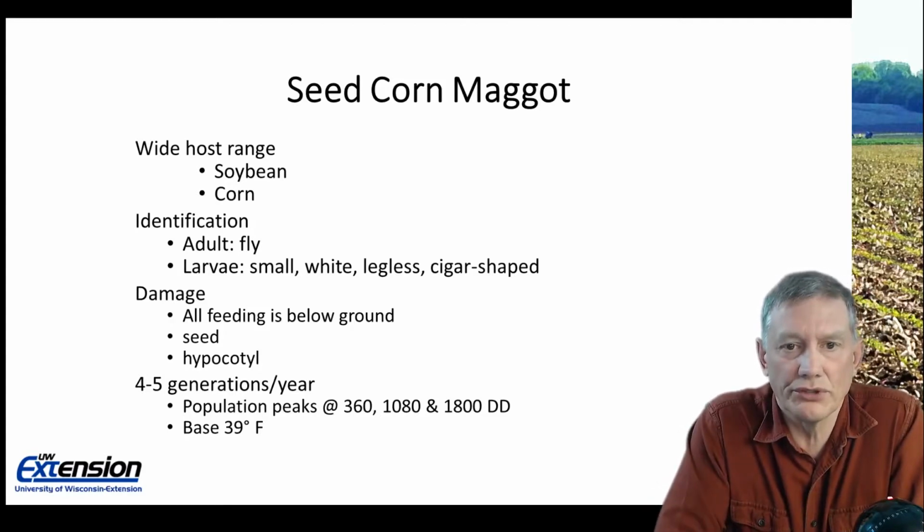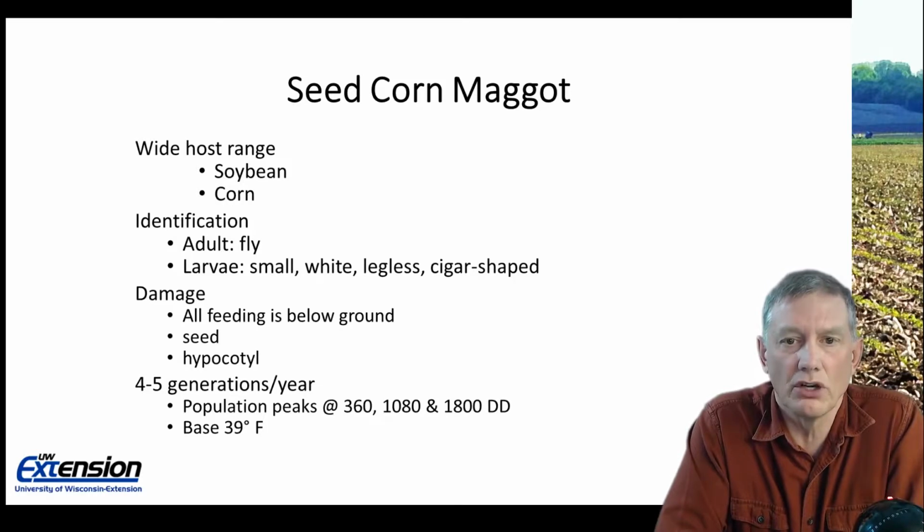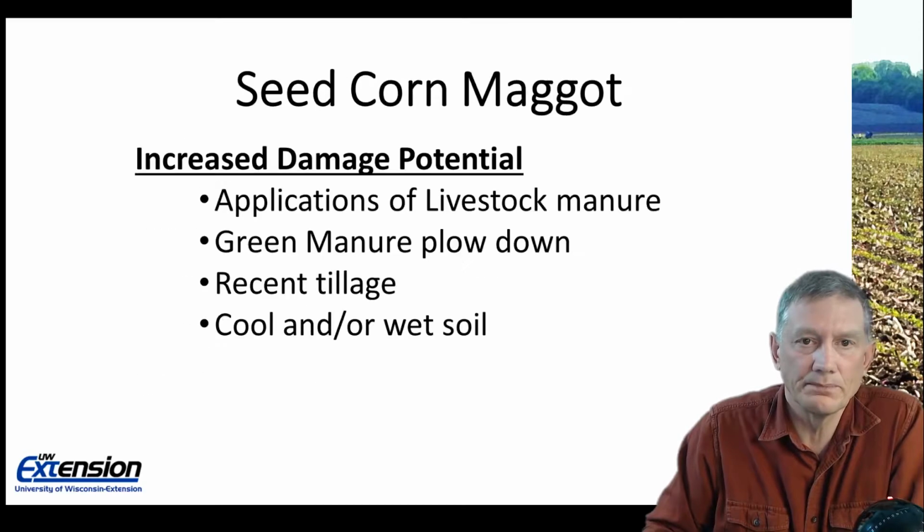We have several generations per year, but it's usually those first 2 or 3 generations that will give us our most damage in field crops. And those population peaks are at 360, 1080, and 1800 degree days, and that's base 39 degrees Fahrenheit.